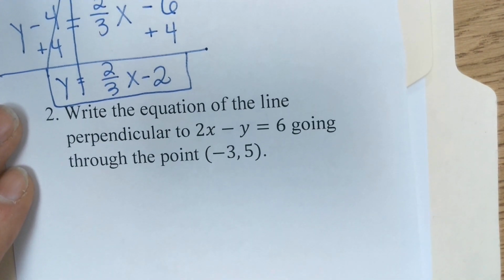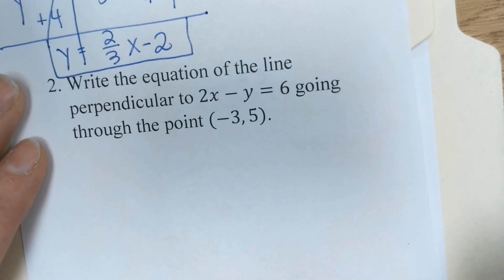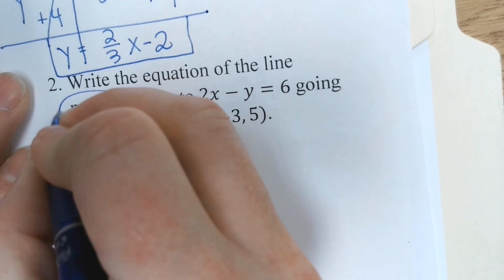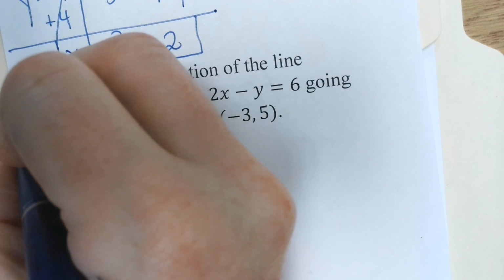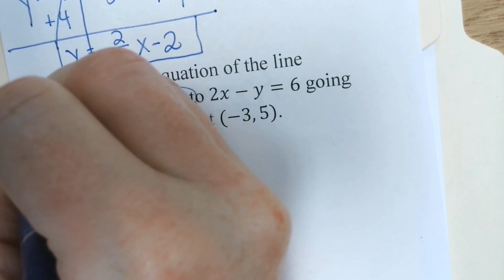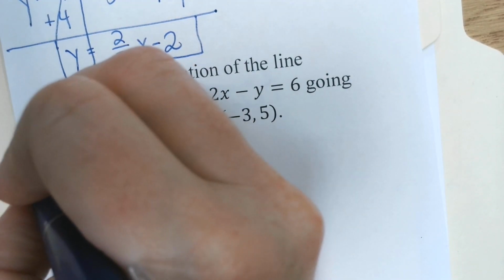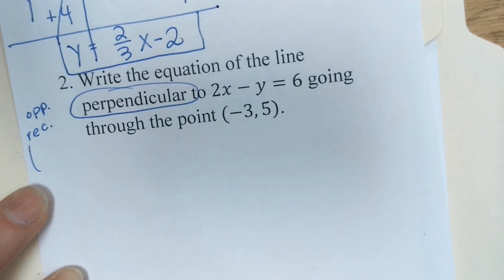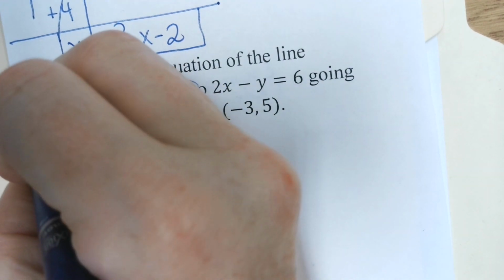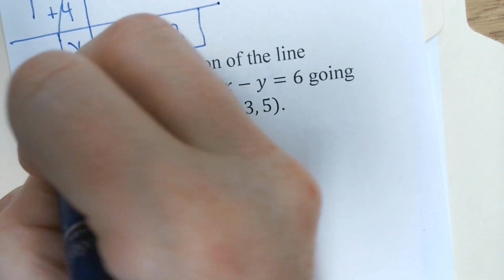Okay, let's go to the next one. Write the equation of a line perpendicular. So circle the word perpendicular. And we need to write what that means. Perpendicular means you're going to do the opposite reciprocal. That means you're going to change the sign, so it's a different sign, and flip the fraction.